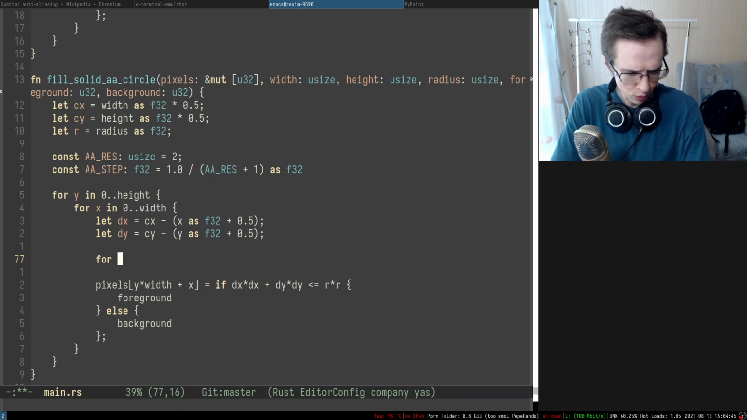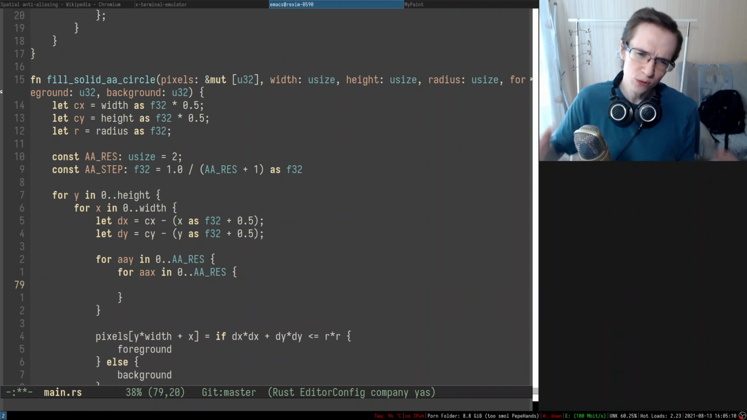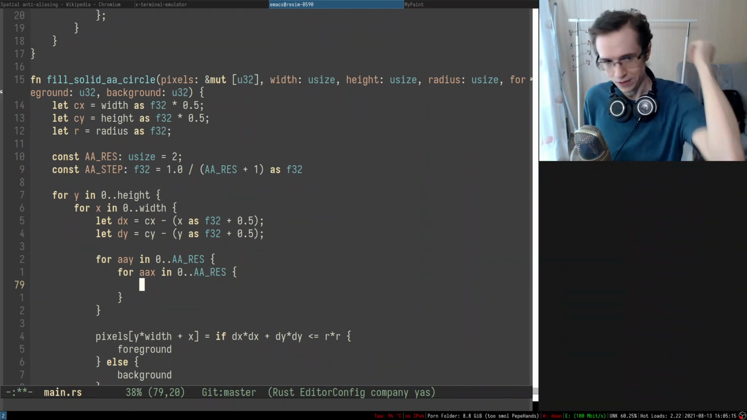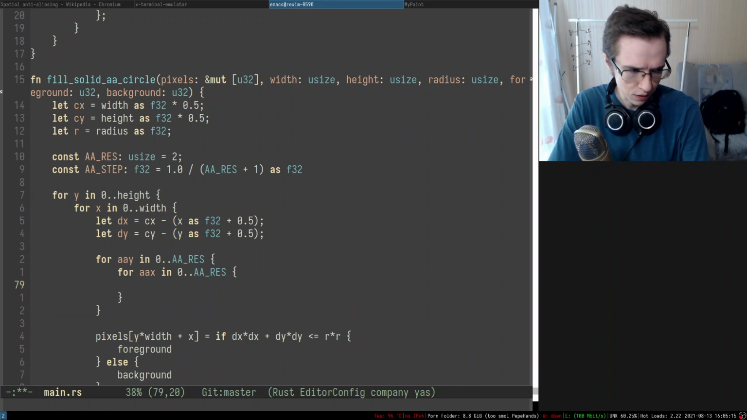So because of that, we're going to have it like so. How are we going to call the iterators? We can call the iterators something like I, but maybe we need to indicate whether it's X or Y. So we can have something like aay, going from 0 to AA res, and then a similar thing for X in here. So we have X and Y, though since it's a square, it doesn't really matter in which order we iterate through all of these things.